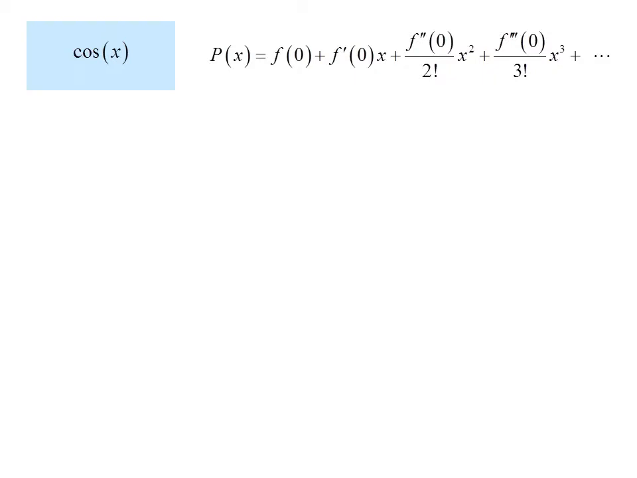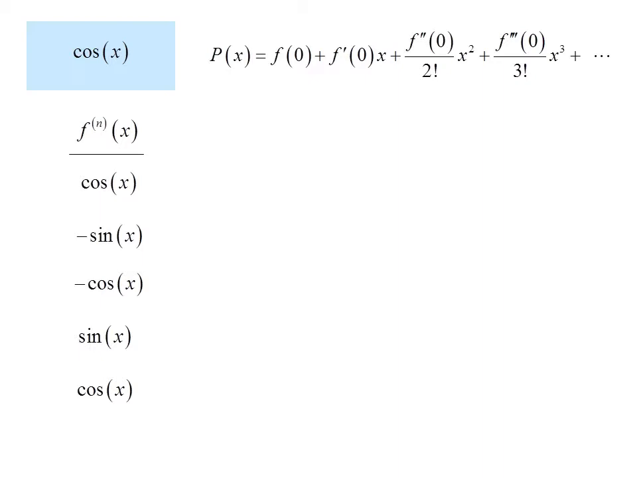For cosine x, we list the function and its derivatives: cosine x, negative sine x, negative cosine x, sine x, cosine x. Then we evaluate this column for x equals 0.